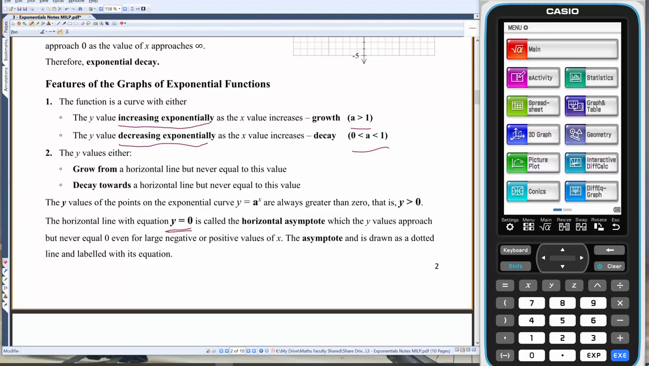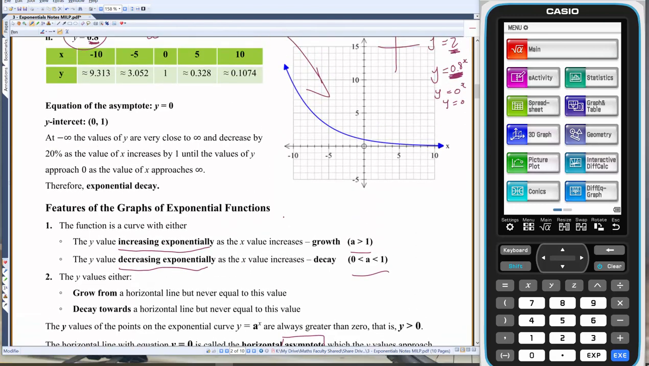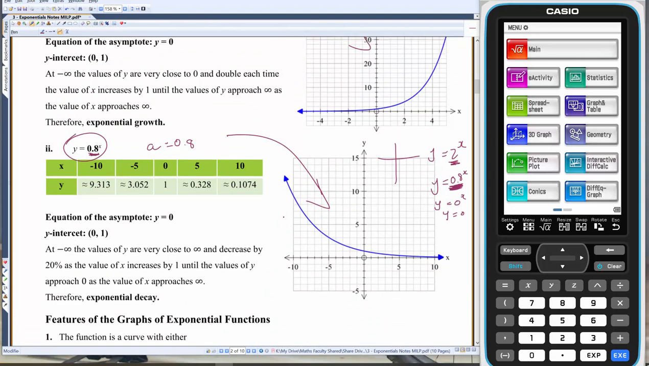So the horizontal line with the equation y equals 0 is called the horizontal asymptote. Okay, so that's a new mathematical word there. Now an asymptote is a line which a function approaches but never quite gets to. What I'd like you to do is, on these graphs over here, put your asymptote in. So this is the line of asymptote here for the function y equals 2 to the x. It's got to be dead on the x-axis. That's in fact the line y equals 0, and it must be labelled with its equation.